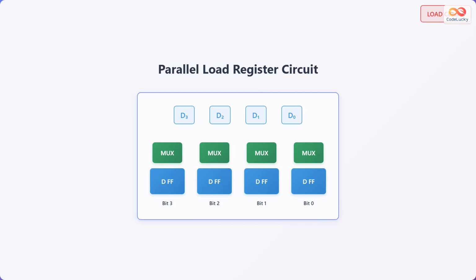Here is a circuit diagram of a parallel load register. Notice that each bit has a dedicated path. We have data inputs labeled D3, D2, D1, and D0. Each of these inputs goes through a multiplexer, labeled as MUX, and then into a D flip-flop or DFF. The output of each flip-flop represents one bit of the stored data. The entire register is controlled by a load control signal. This load control signal determines whether new data is loaded into the register or the existing data is retained.